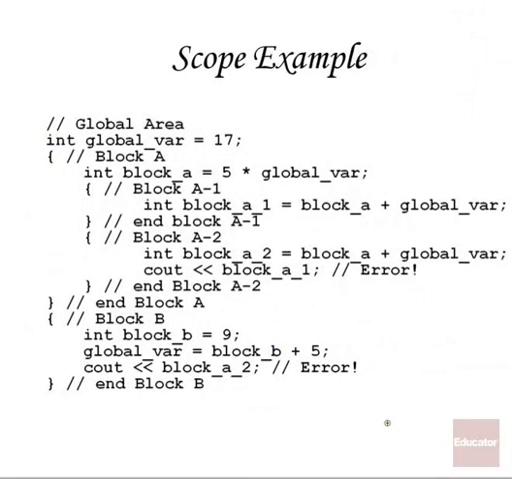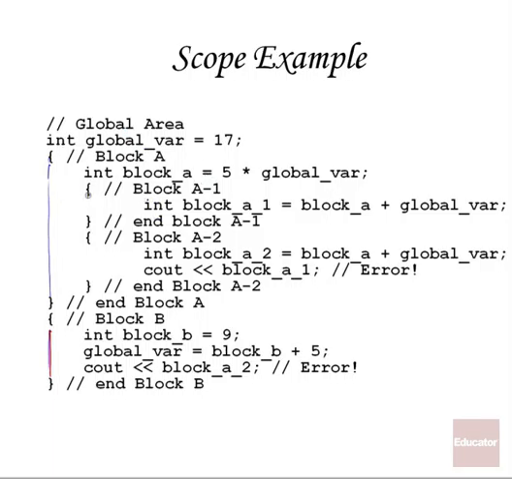So here's an example. Here we have the global area, which is outside of everything. And we've defined a variable, global var, equal to 17. Here's block A beginning, which stretches to here. And here's block B, which stretches from there. So inside block A, we've got integer block A is equal to 5 times the global var. So that'll be 17 times 5, whatever that adds up to. I'm not going to work it out.